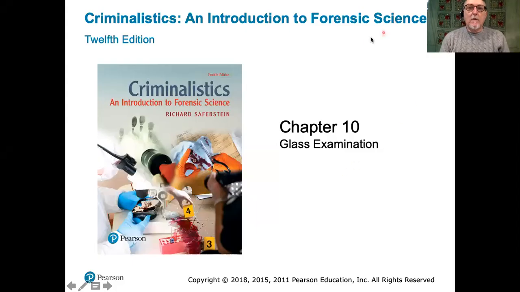Okay, good afternoon, everyone. This afternoon, we're going to be discussing the topic of glass. Glass is a frustrating piece of forensic evidence, a frustrating piece of physical evidence, because we might think that glass could carry a tremendous amount of information for us. Unfortunately, that is not really the case. It is seldom that glass actually contributes in a major way to investigations.